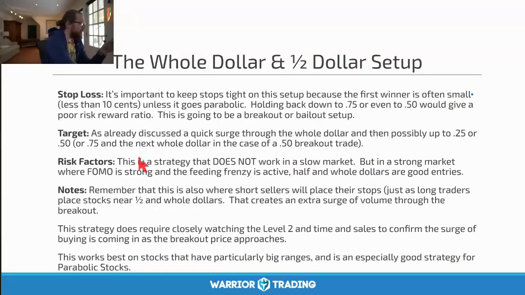So the target, as we already discussed, is a quick surge through the whole dollar and then possibly up to the next quarter or $0.50 or whole dollar, depending on the scenario. The risk factor is that this strategy doesn't work in a slow market. It's funny because what works in a hot market just does not always work in a cold market. And you're scratching your head because you're like, this is the same exact setup. Stock is surging up, I'm buying for the break of the $0.50. Why is this not working? It's confusing.